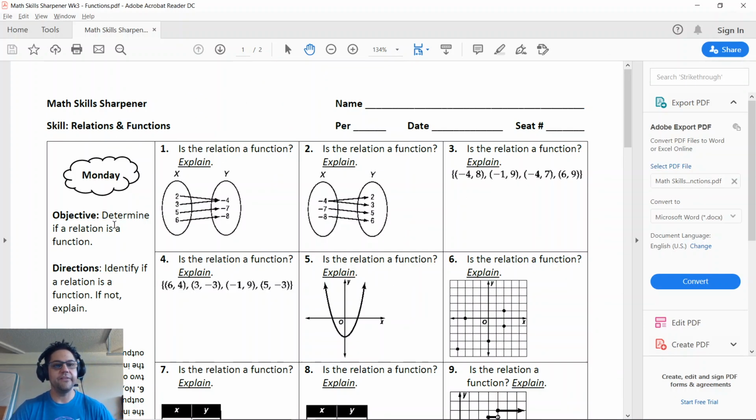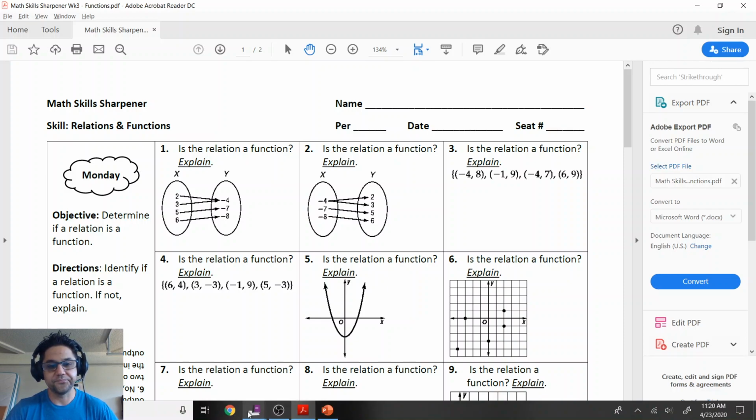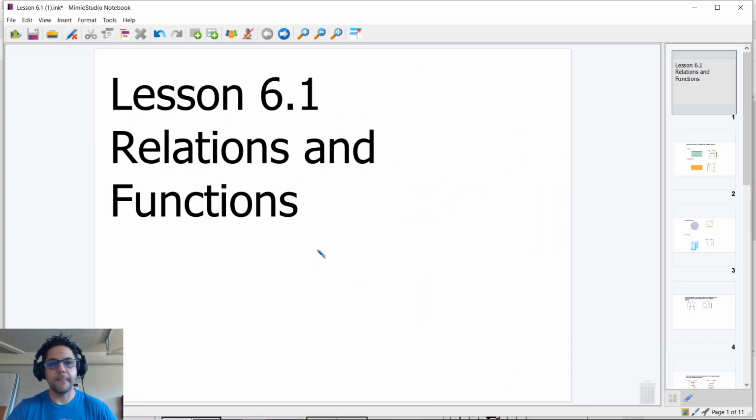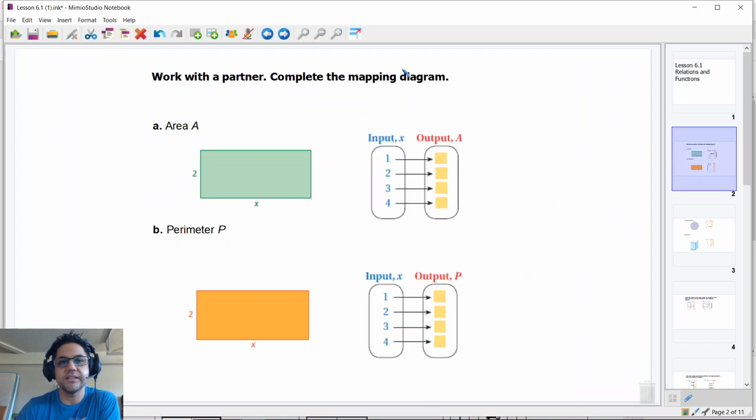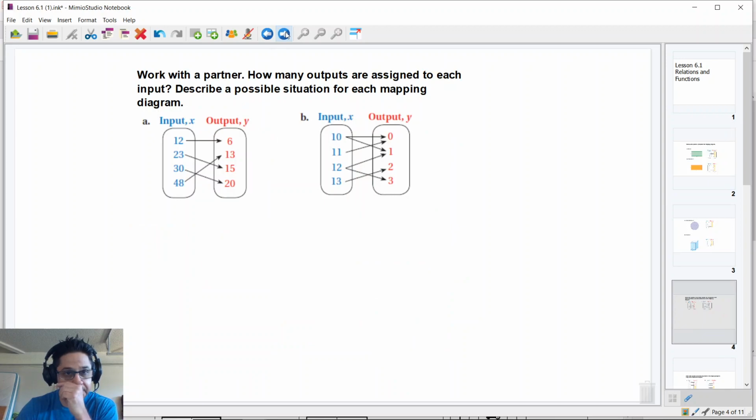I can determine if a relation is a function. So looking at this information here, relations and functions. So let's skip to some information here.